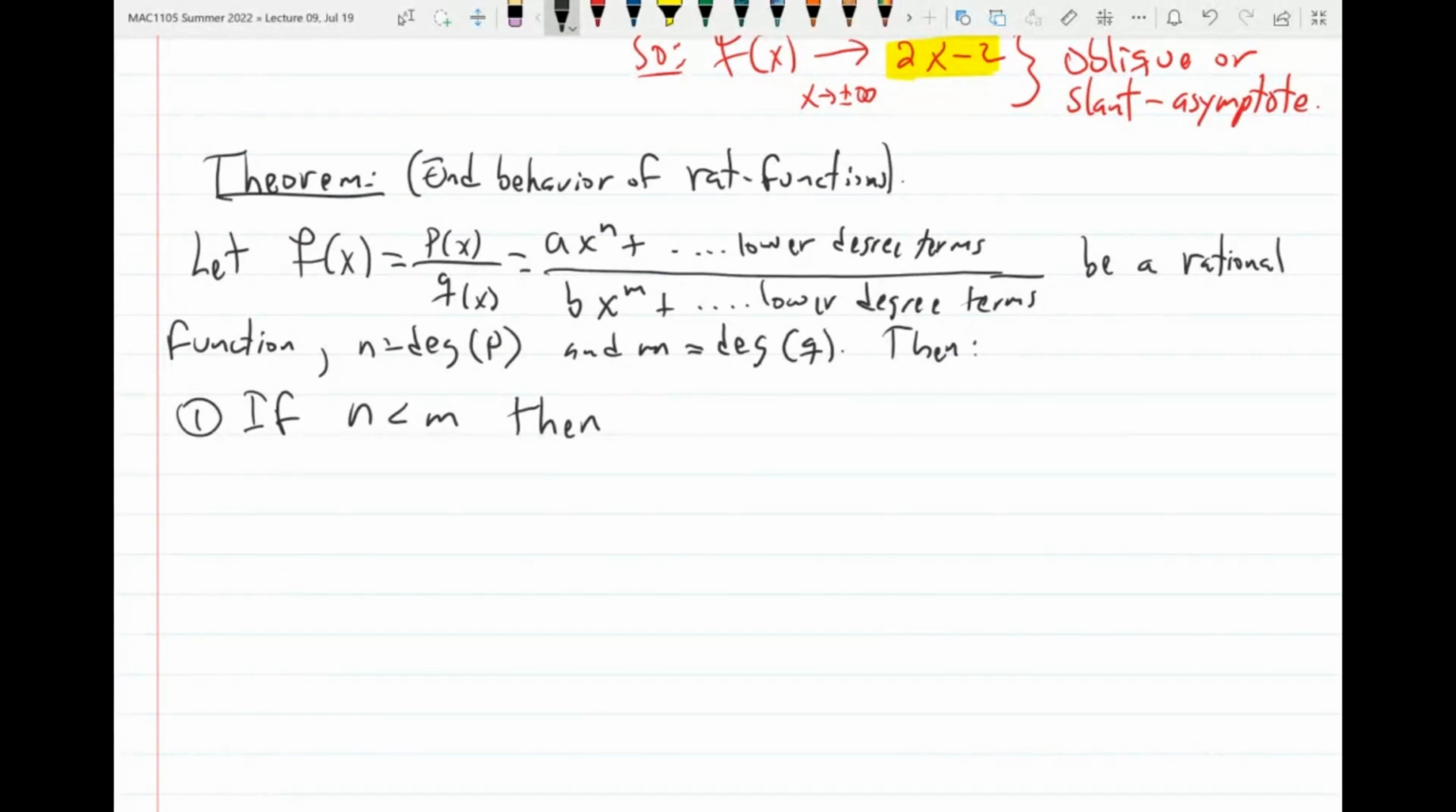Which one is it? What is it? Say that again? Yeah, and which one is it? What's the horizontal asymptote? No, look at the case that we are in. If n is less than m, then we have a horizontal asymptote. Which one is it?